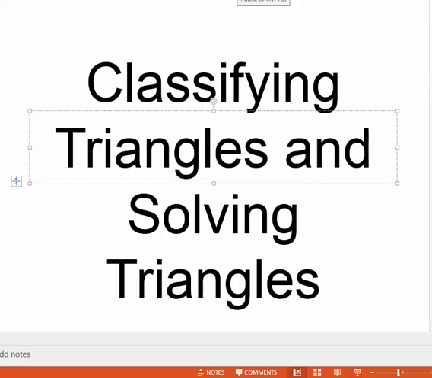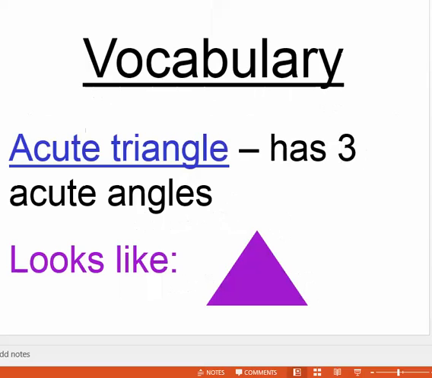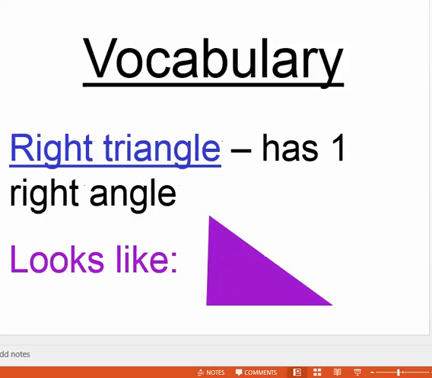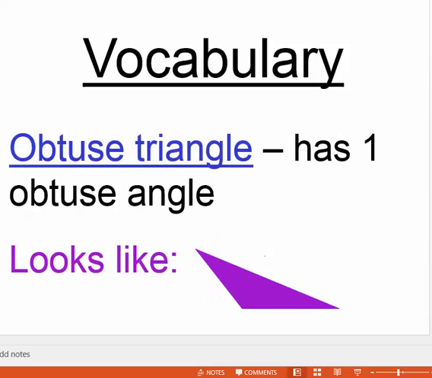This is a look at classifying triangles and solving triangles. An acute triangle has three acute angles. It looks like this. You'll notice no angle is greater than 90 degrees. A right triangle is one right angle, and it looks like this, which means its largest angle is 90 degrees.